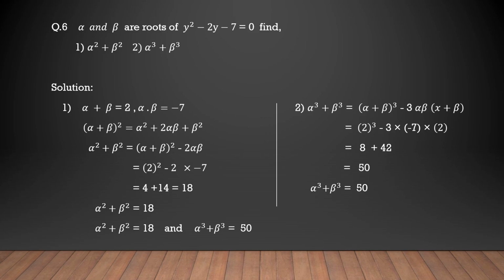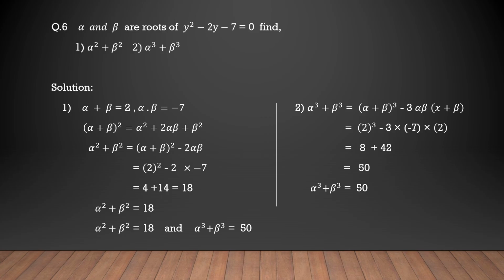Then to find alpha square plus beta square, we use the formula (alpha plus beta) square is equal to alpha square plus 2 alpha beta plus beta square. Here we use the formula (a plus b) square is equal to a square plus 2ab plus b square. So (alpha plus beta) square is equal to alpha square plus 2 into alpha into beta plus beta square. Then we put the value of alpha plus beta and alpha into beta.